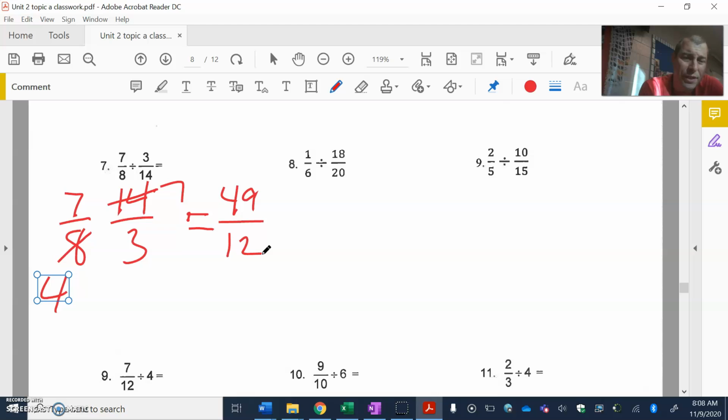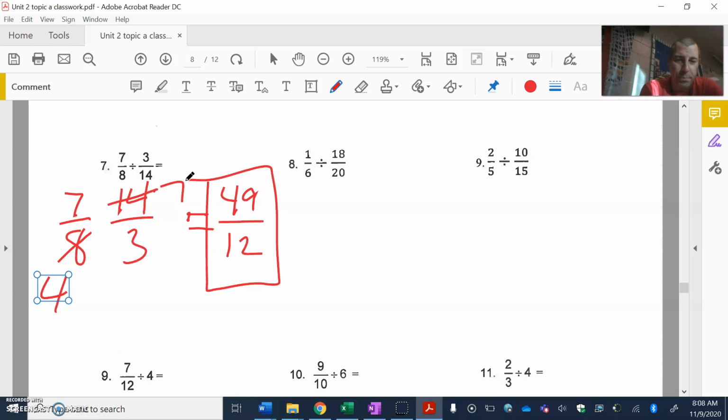I get it. It's tough to figure out. Can we simplify it? I'm going to look at the 49 here. Normally we'd say start with the smaller number. There's not that many numbers that can divide out of 49. It's just the number 7. So I can't do a 12 divided by 7. We're done. 49 over 12.